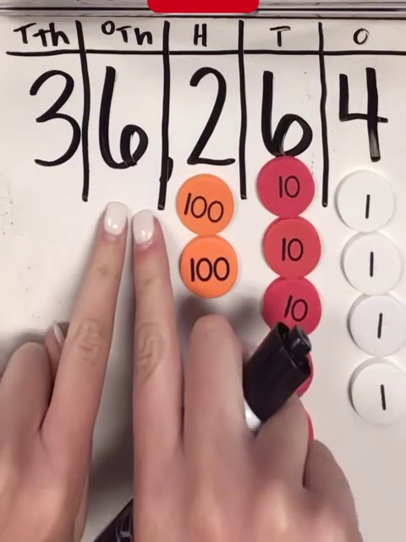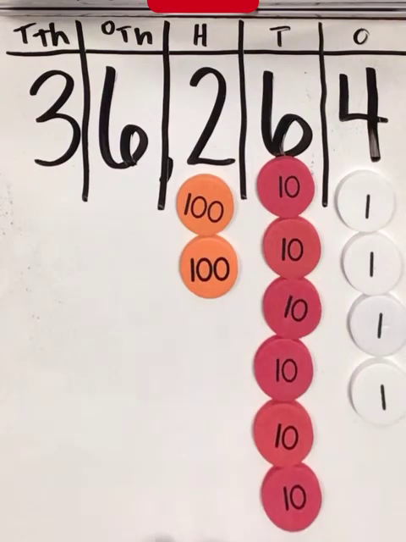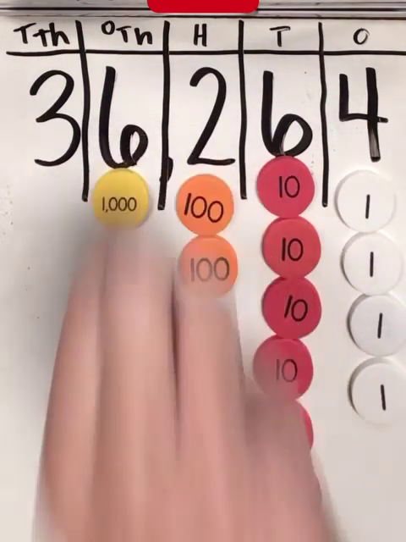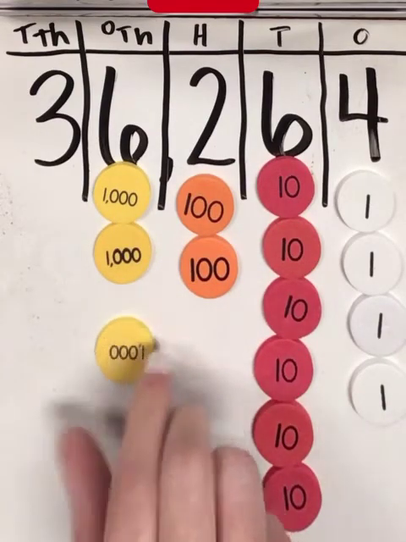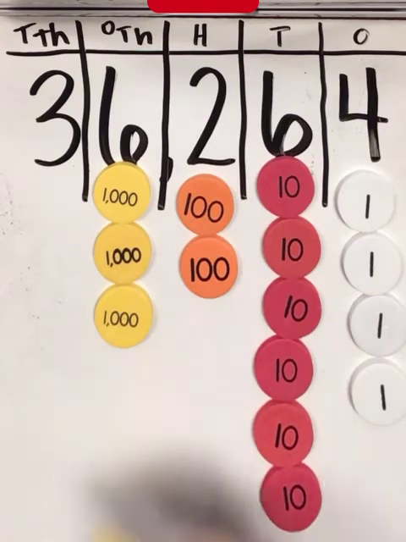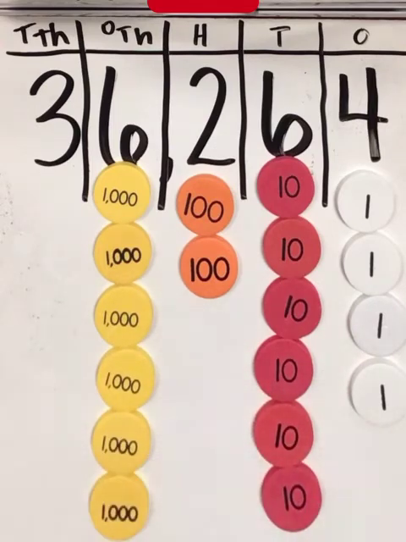Okay, now we're going on to our 1,000s place. We have 6 1,000s. So let's look at this. We have 1,000, 2,000, 3,000, 4,000, 5,000, 6,000. I have 6 1,000 pieces, but like I just said, I was counting as I was laying them out. I actually have 6,000 right there. That is my value, is 6,000, because I have 6 1,000 discs.